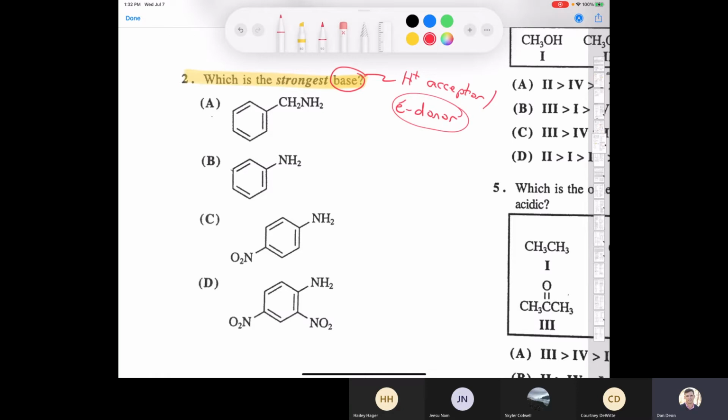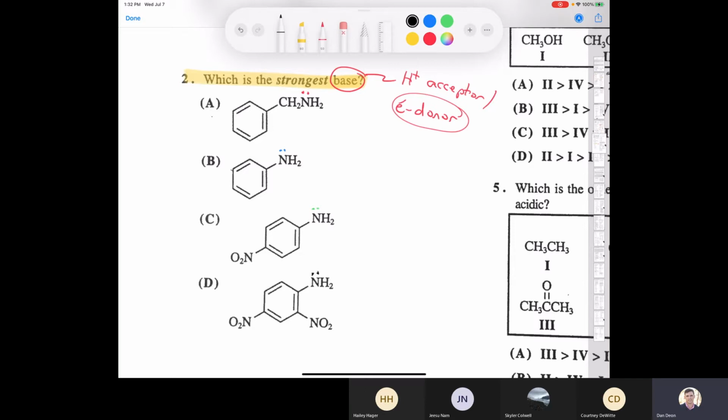All right, if we view these bases as proton acceptors or electron donors, that's the Lewis definition of a base. Now we know that amines are bases, right? We have a lone pair here, we have a lone pair here, we have a lone pair here, and then we have a lone pair down here. But one of these lone pairs is much more available than all the other ones.